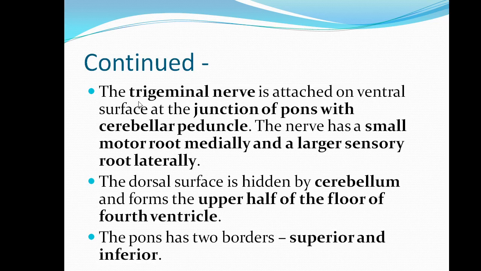The trigeminal nerve is attached on the ventral surface at the junction of the pons with the cerebral peduncle. The nerve has a small motor root medially and a large sensory root laterally. The dorsal surface is hidden by the cerebellum and forms the upper half of the floor of the fourth ventricle. The pons has two borders, superior and inferior.